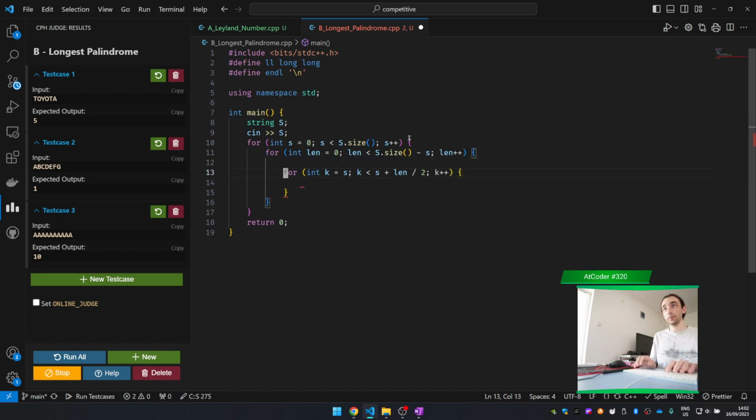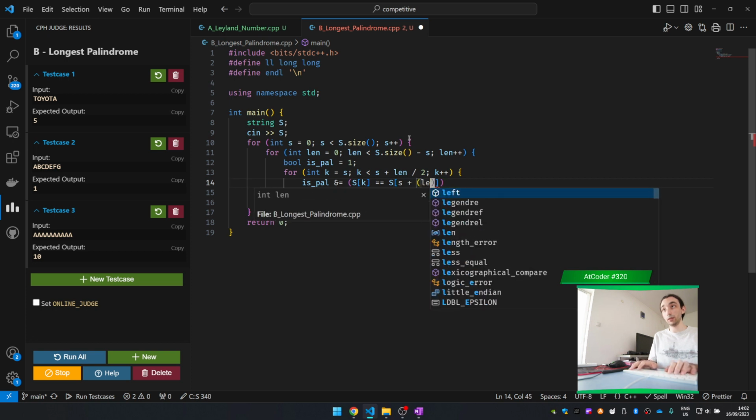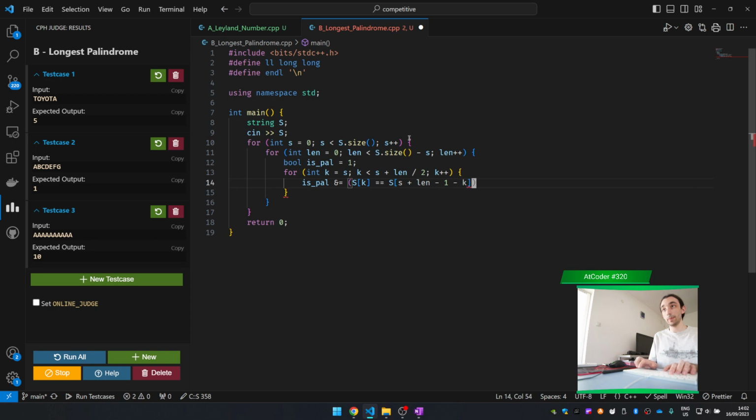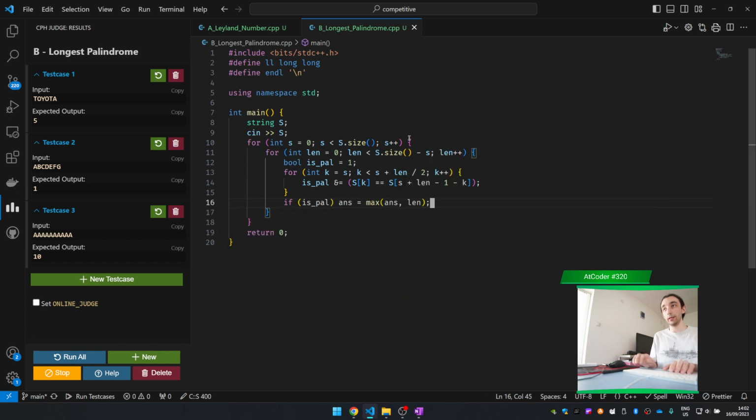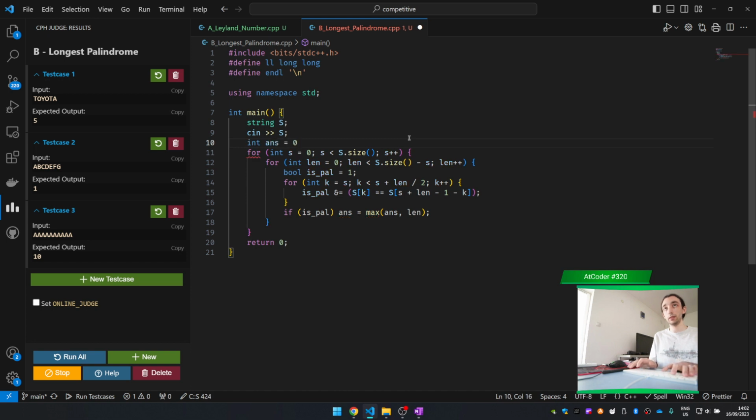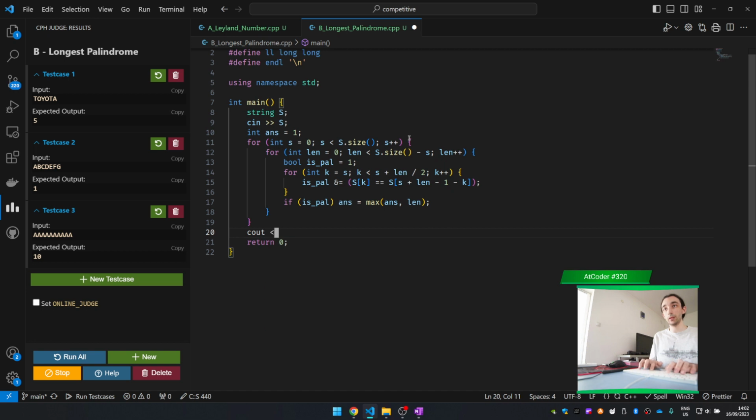And then bool is_palindrome. It's going to be true, and is_palindrome is going to be also checked with s at k. S at k that is equal to s at s plus the length minus 1 minus k. This has to be all equal, and then if this palindrome, answer is the maximum of answer and the length of this palindrome. And then the answer should be at least 1, of course. I think that's pretty much it.